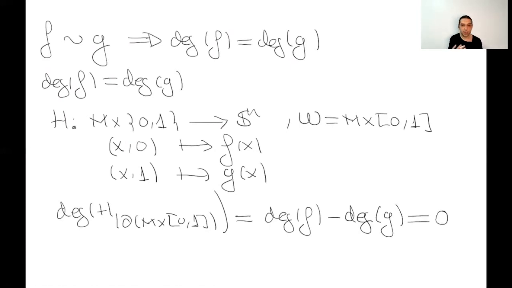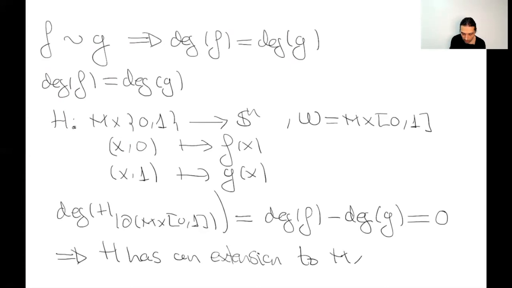But now we can use the theorem, the auxiliary result that we said was going to imply Hopf's theorem, to prove that H has an extension to the whole manifold, to W, which is M times the closed interval [0, 1]. And that extension is the homotopy between F and G. So in this way, we have that F is homotopic to G.